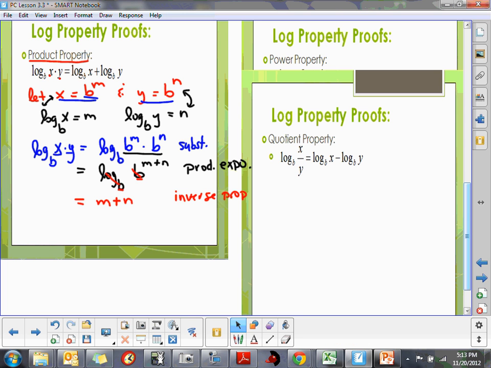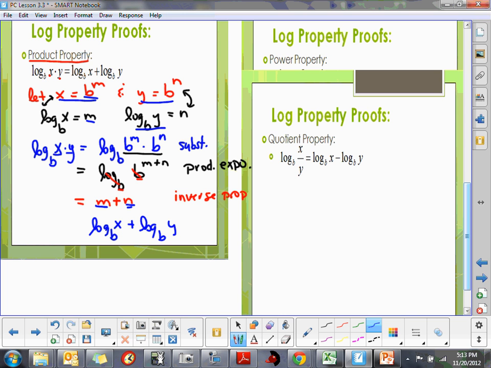But now we're going to come back and say, what did m represent to begin with? m was a representation of log base b of x. n is a representation of log base b of y, so plus log base b of y. Therefore, the log of a product x times y has to be equal to the sum of the logs, the log base b of x and log base b of y. That is a very traditional proof of that property, and that's one of the three that I'd like to run through with you.